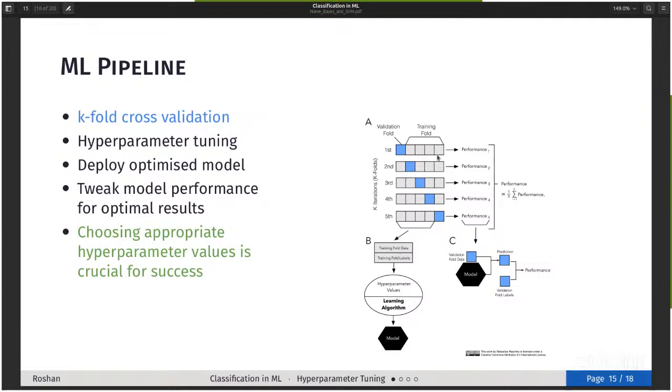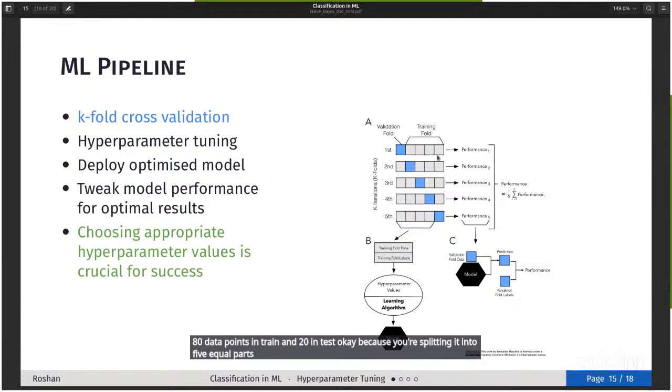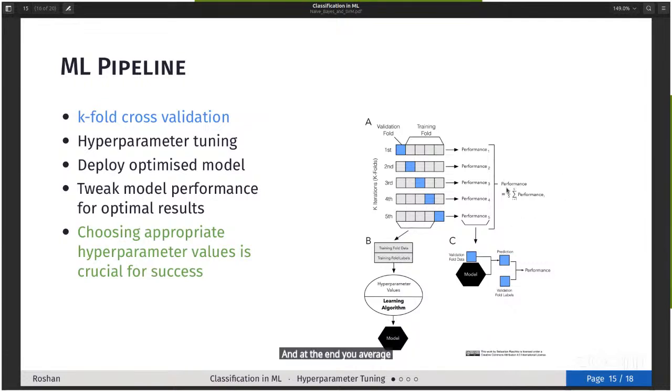So there should be 80 data points in train and 20 in test, okay? Because you're splitting it into five equal parts, so there'll be 20 in each. So you take four for training, one for validation, okay? And you keep changing the validation fold. If it's five fold, you get five different accuracy scores. And at the end, you average and get the performance, okay?